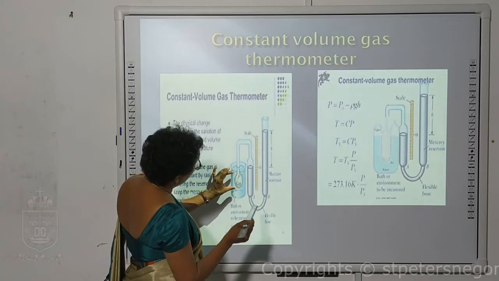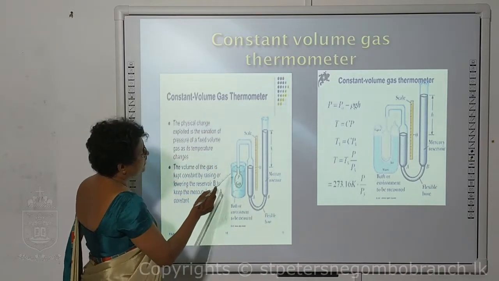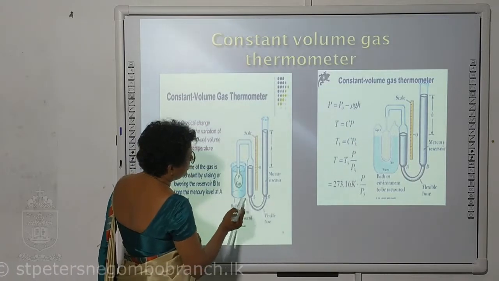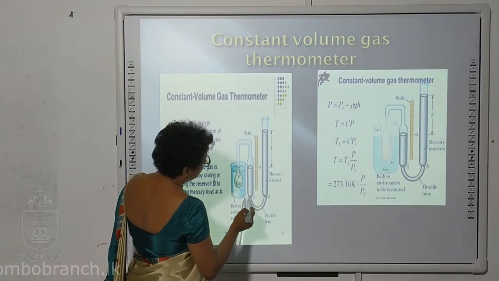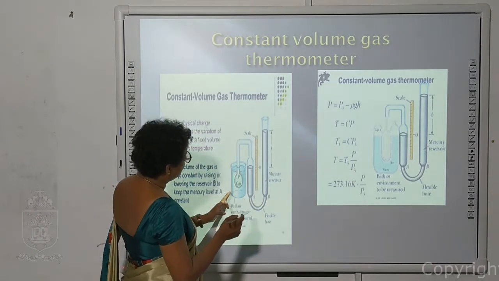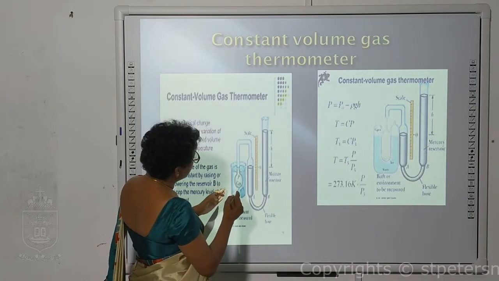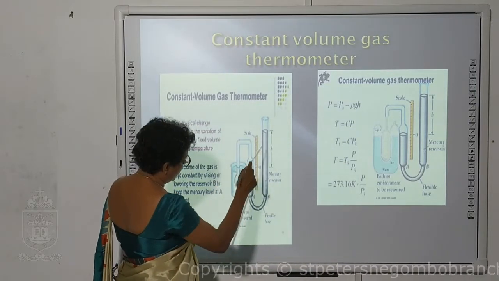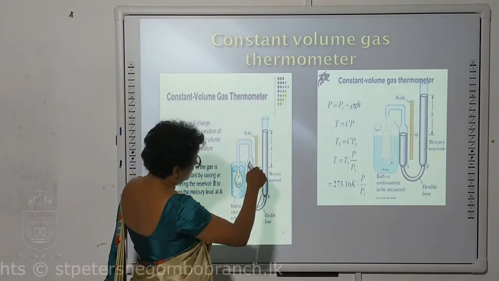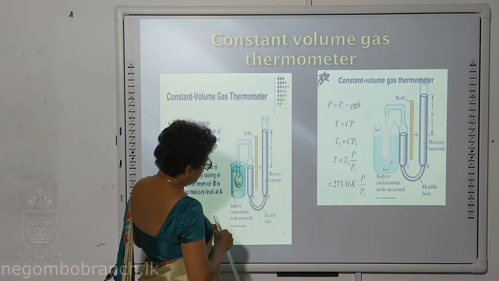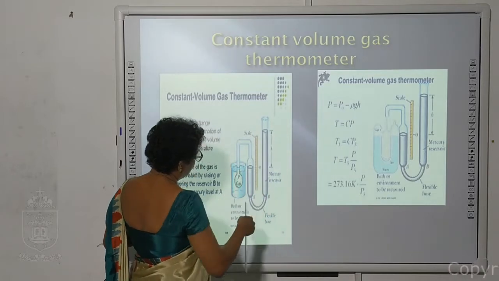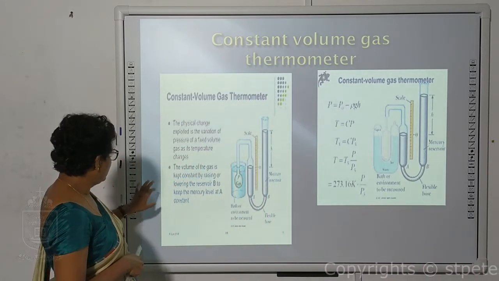To keep the amount of gas inside the bulb constant, you have to make sure the two levels, A and B, do not change. When you increase the temperature, the pressure inside the bulb will increase and the mercury level will go up and down. So in order to keep the A and B levels the same, you have to move this arm of the manometer and take the difference from here to here, and you can calculate the required temperature.